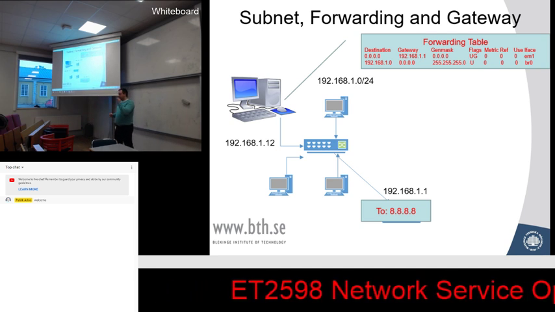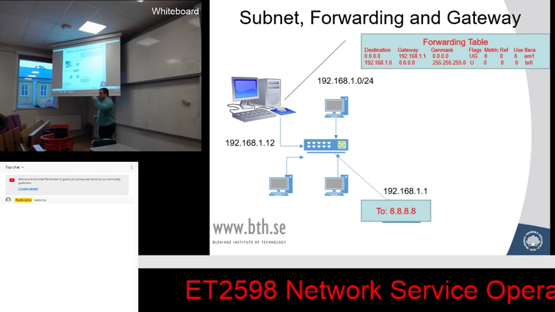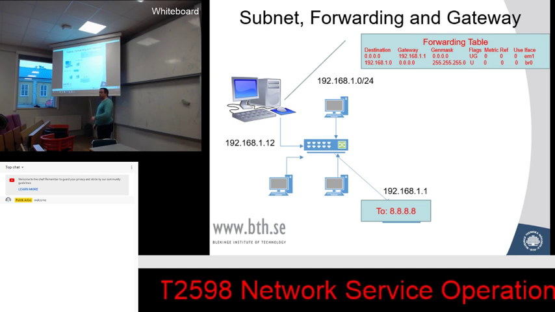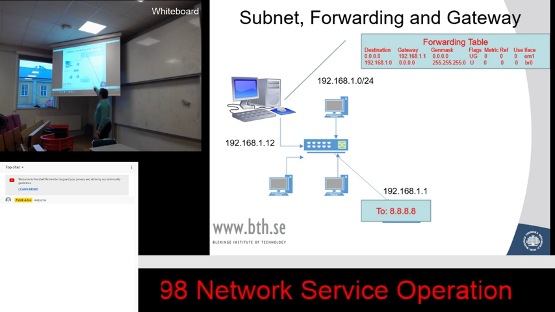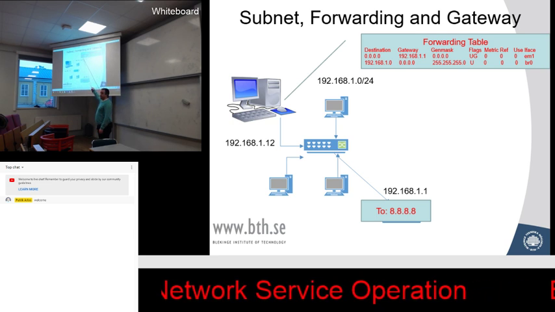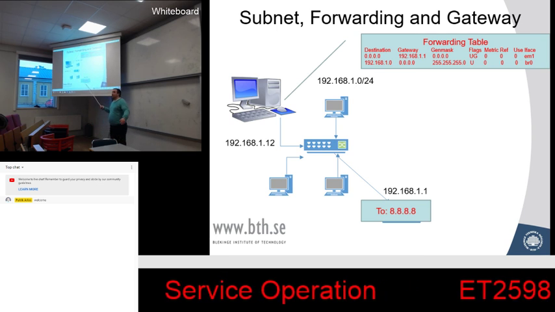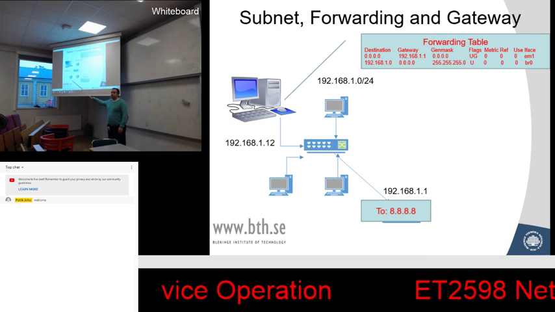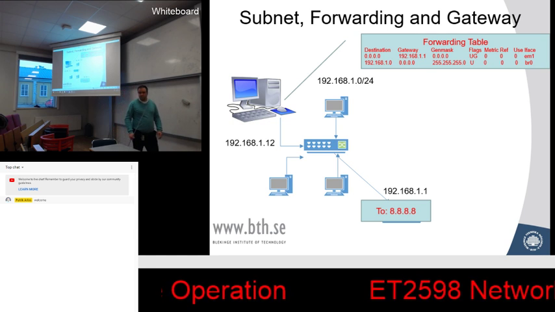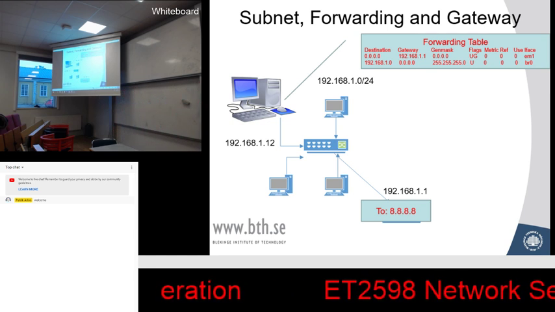Now, the order of this forwarding table is critical, because if this entry happened to be before that, the packet would be sent to the gateway before it even has a chance to go to the destination directly. So the order in the forwarding table is crucial.